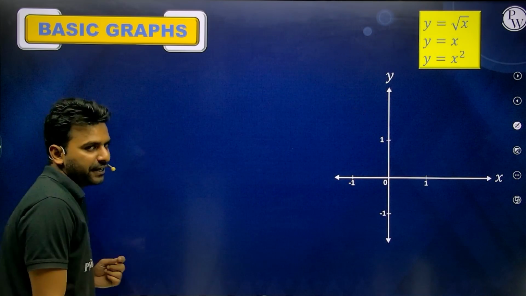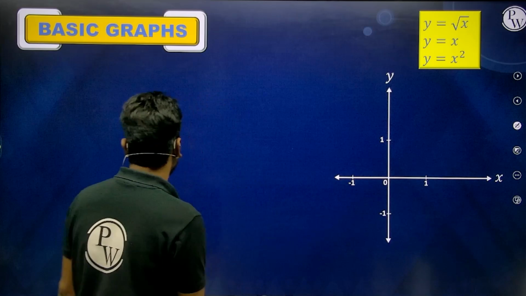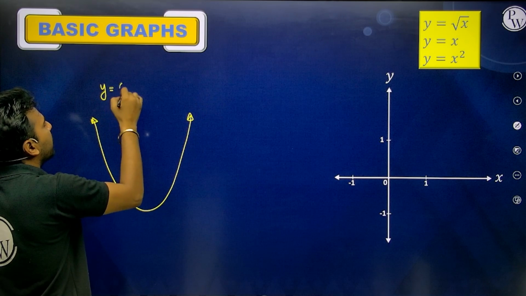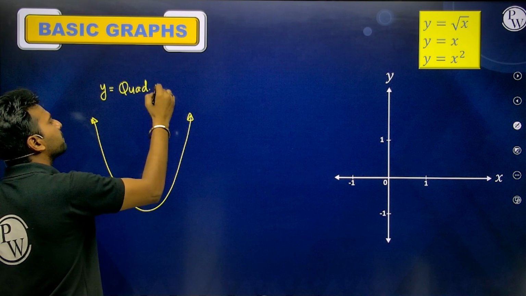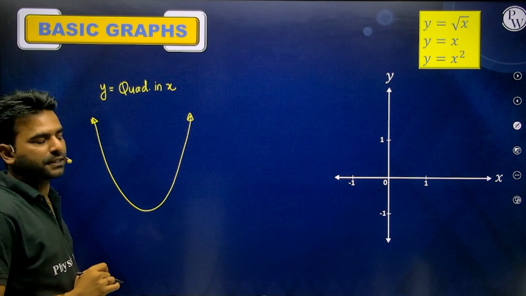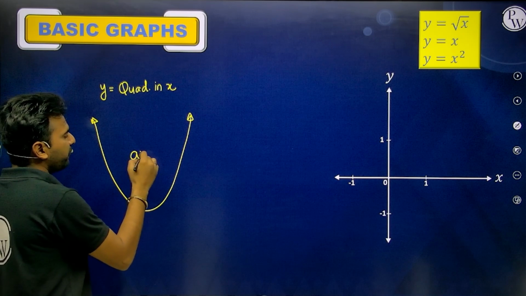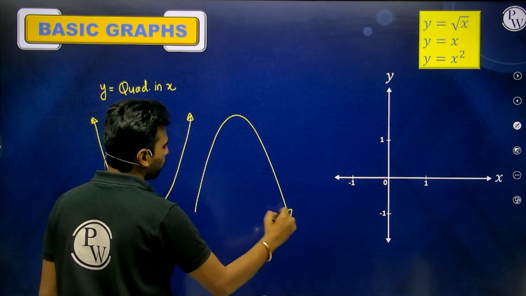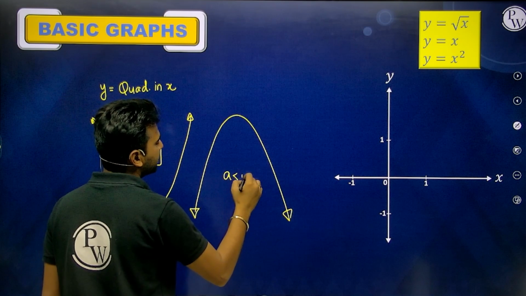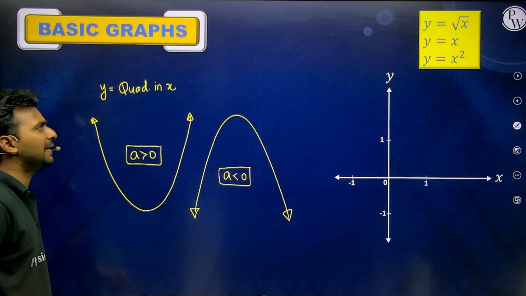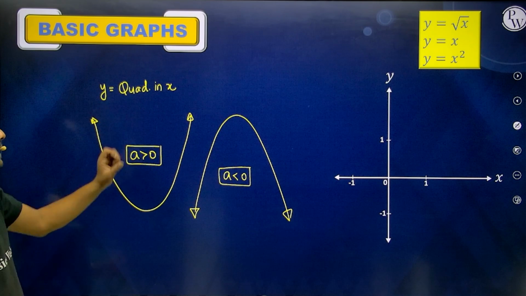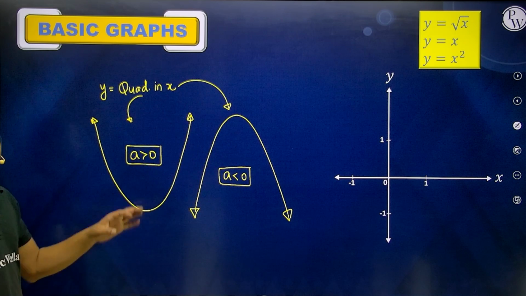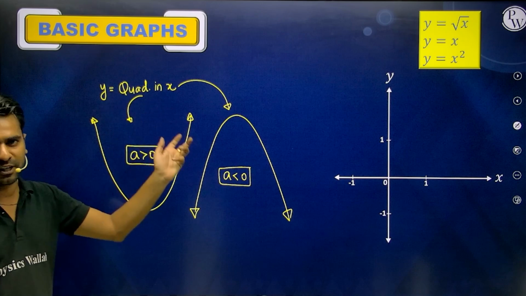Now, I hope you are aware that y equal to x square is a happy smiley shaped graph. Yes or no? Because whenever y is equal to a quadratic in x, you might have learnt in the chapter quadratic equations that if the coefficient of x square is positive, the graph opens upwards, and if the coefficient of x square is negative, the graph of a quadratic expression opens downwards. So whenever a quadratic in x is given to us and we need to draw its graph, the graph will be either opening upwards or opening downwards.